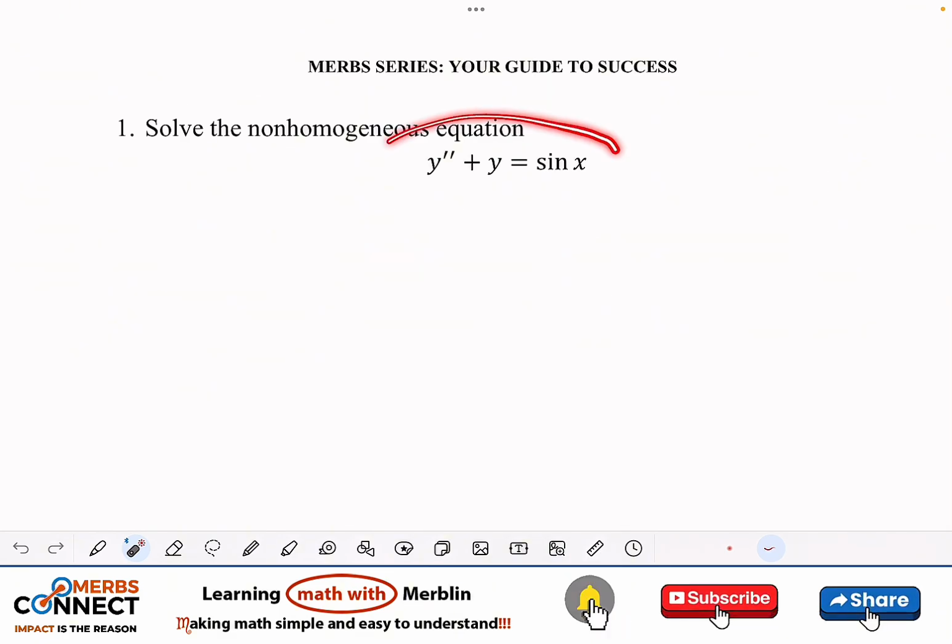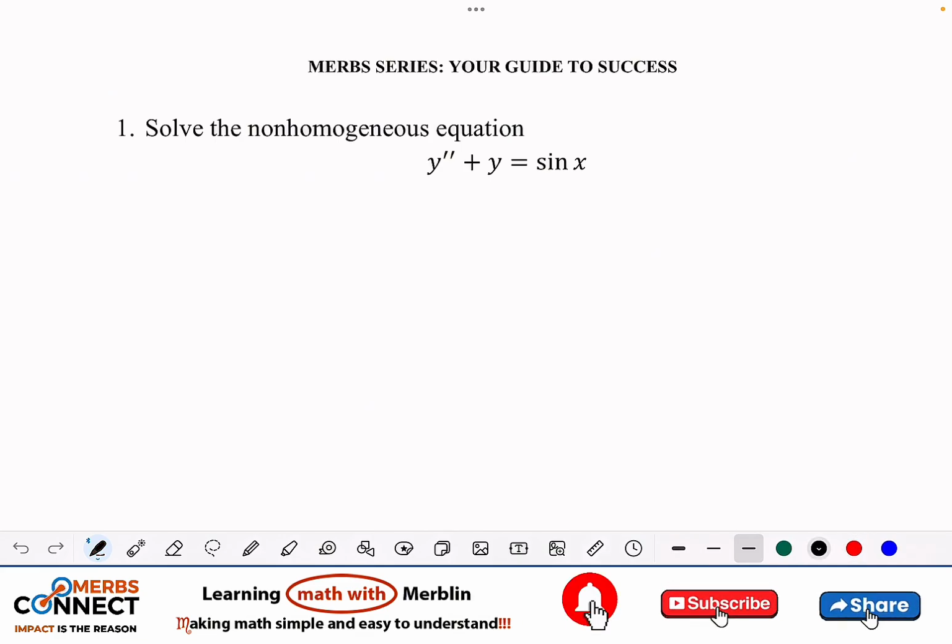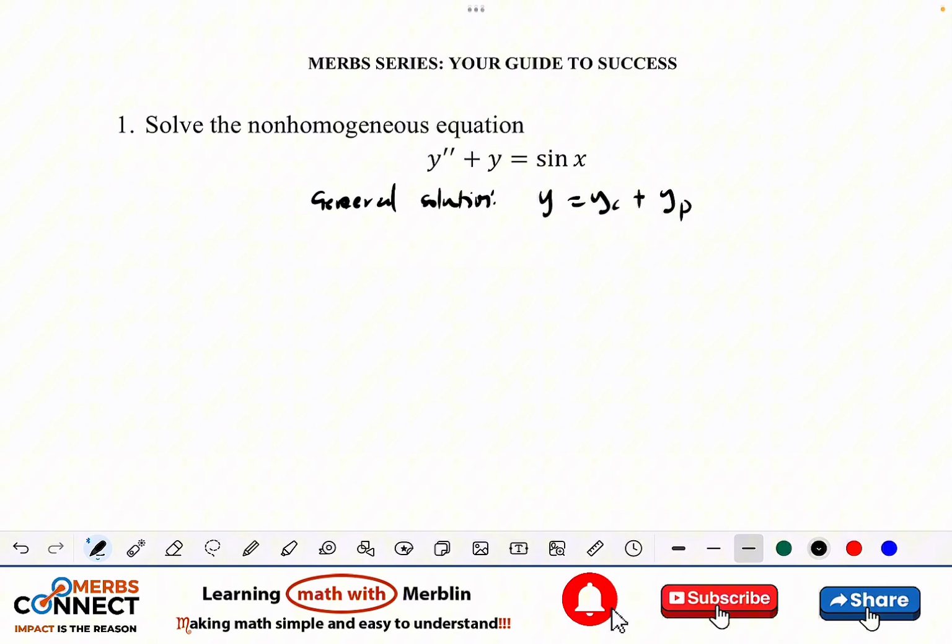So this question here, we could use the method of undetermined coefficients to solve the non-homogeneous aspect, right? But the idea is that here we want to use the method of variation of parameters. It's almost the same process that we go through. For us to find the general solution, we need to have our complementary solution in addition to our particular solution. So it's kind of the same thing.